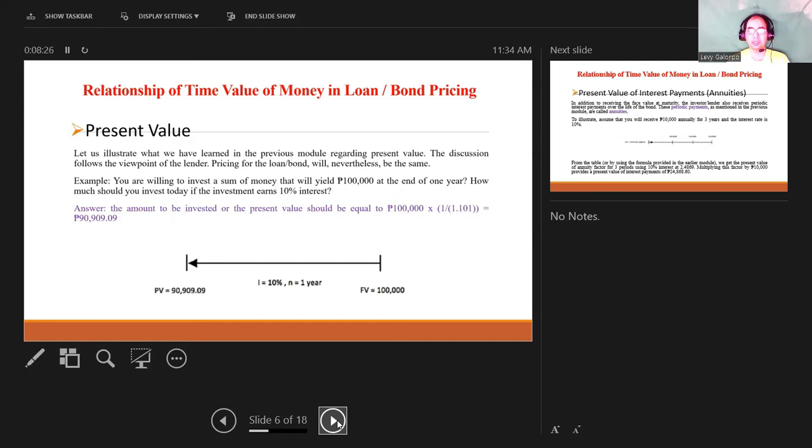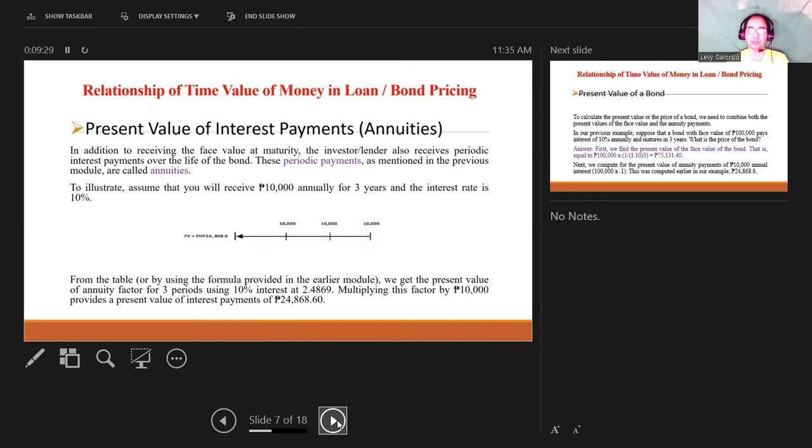Example, you are willing to invest a sum of money that will yield 100,000 at the end of 1 year. How much should you invest today if the investment earns 10% interest? So, dinidetermine natin dito magkano yung i-invest ko ngayon para after a year ay maging 100,000 pesos na ito. The answer, the amount to be invested or the present value should be equal to 100,000 times 1 over open close parenthesis 1.10 raised to 1, and it equals 90,909.09. So ito yung amount na dapat mong i-invest para after 1 year sa 10% interest magiging 100,000 pesos ito. So that's the application of the present value.